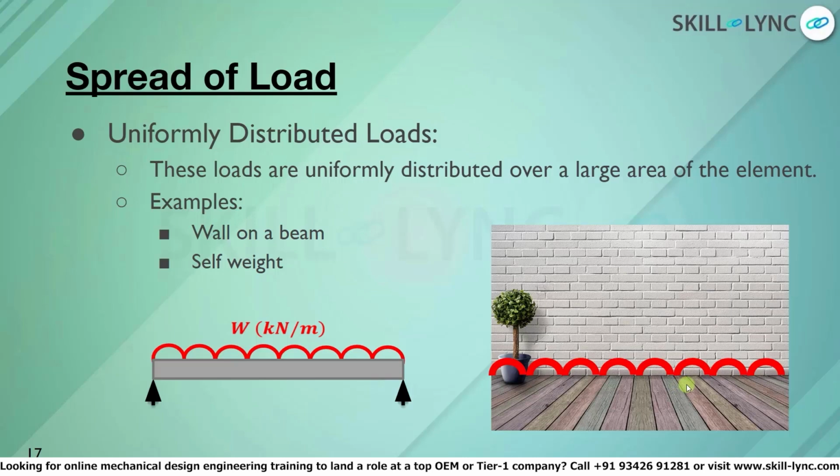Another example is the self weight of a beam, which is uniform for a beam of even cross section throughout its span. In the left side image, if you can see, this is the beam and the self weight of the beam will fall over it and the load is distributed uniformly. Like how we saw earlier, the load is depicted as W and the unit is kilonewton per meter.